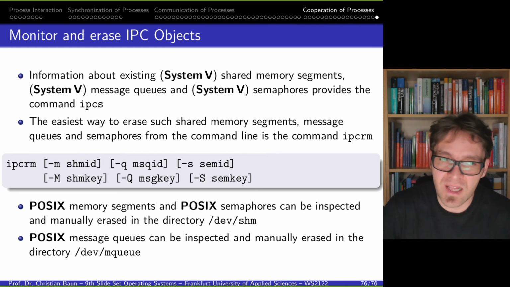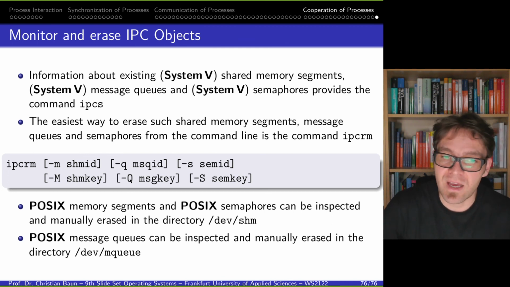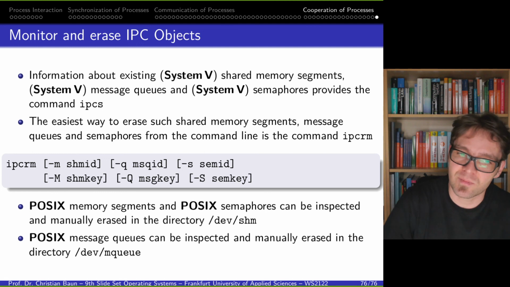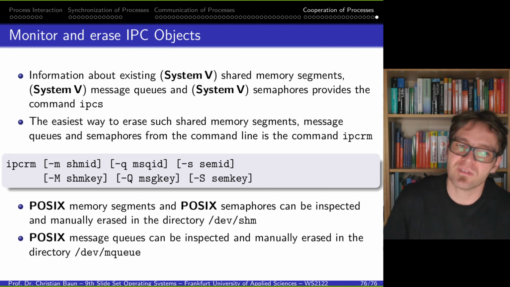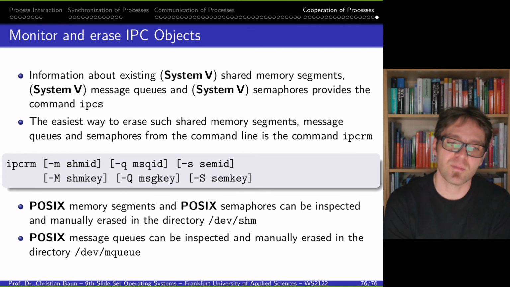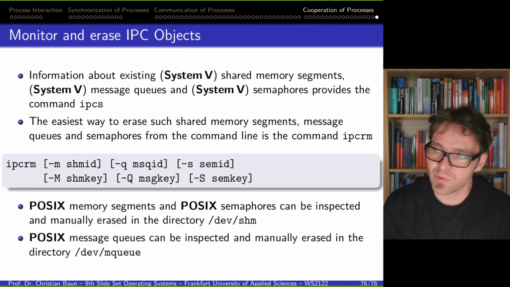It will not help you if you go the POSIX way, but then you can just erase these resources by hand if you inspect the relevant subfolders in your file system tree, in the folders dev shared memory and dev message queue. Here you can find these shared memory segments, semaphores and message queues, and can erase them just with the rm remove command.